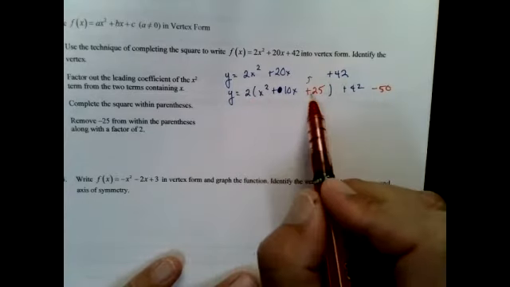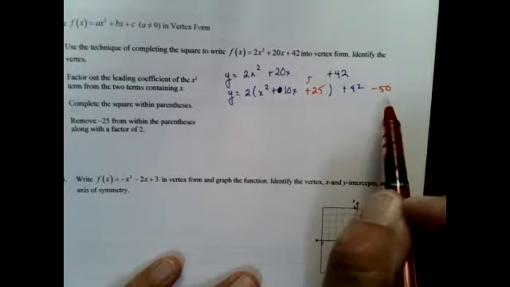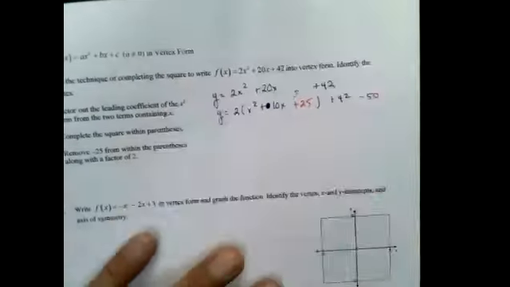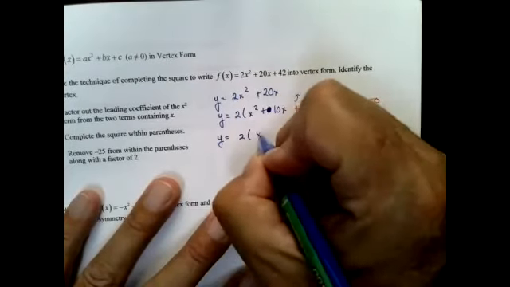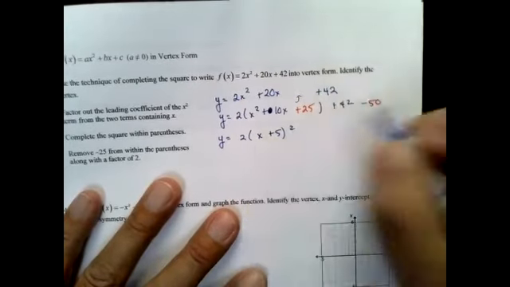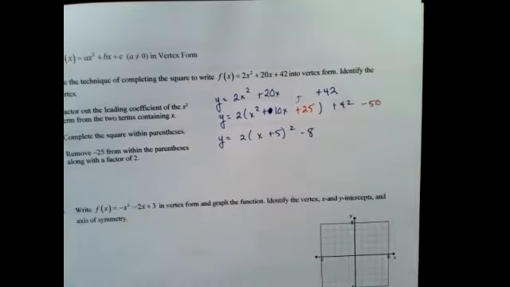So this was adding 50 because of the 2 out front. So now I need to subtract 50. All right, I got it. I completed the square. And by doing so, I put this in vertex form.